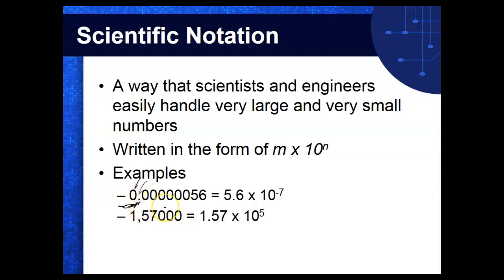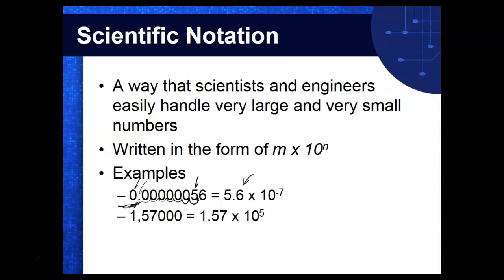So instead of saying 0.0000056, if we represent that using scientific notation, we just start moving the decimal to the right. 1, 2, 3, 4, 5, 6, 7. And what we're looking for is the first whole number. And that's usually where we stop in scientific notation.